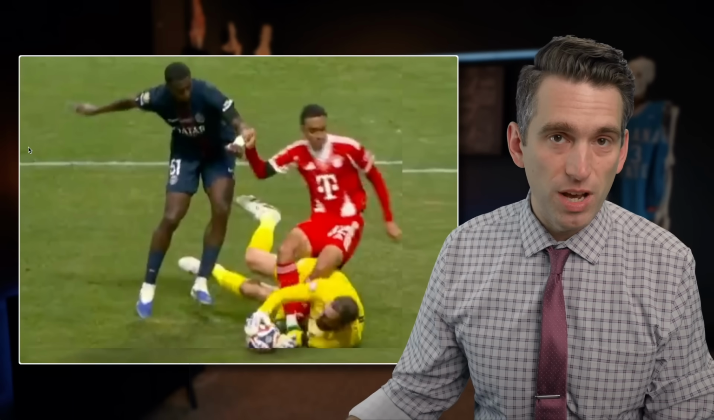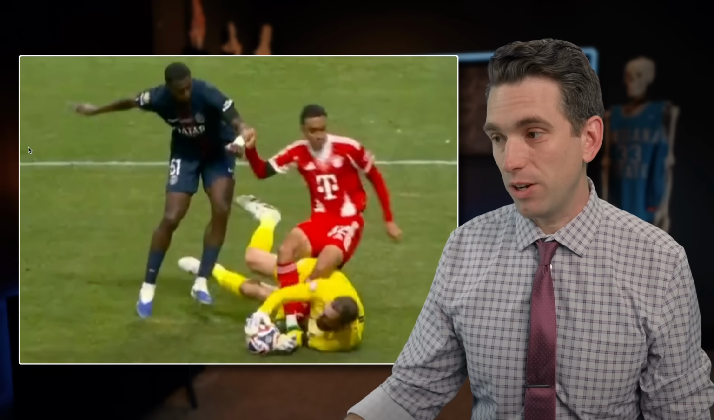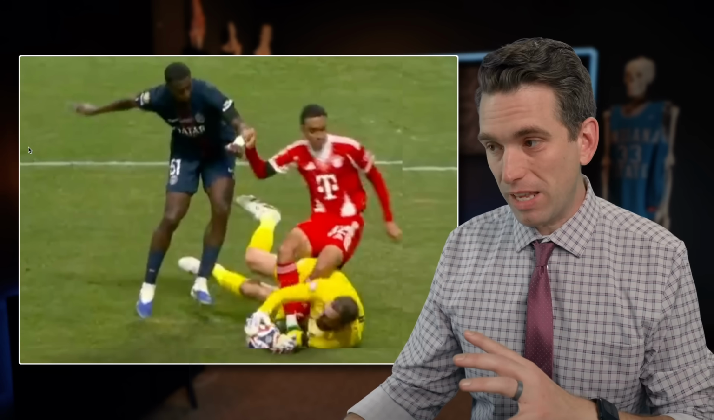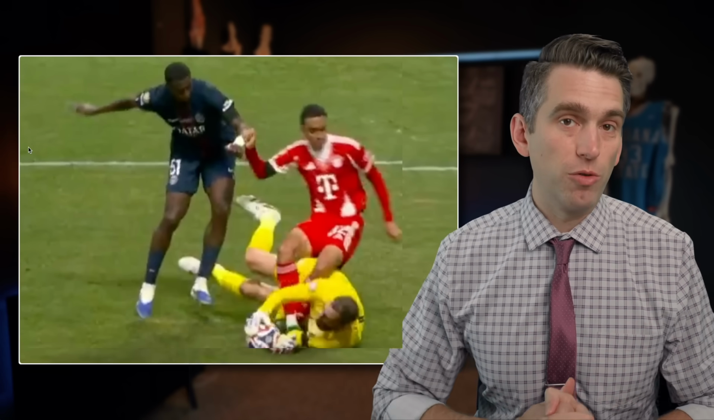Bayern star footballer Jamal Musiala suffered a serious left leg injury on this play earlier today at the Club World Cup, and in this video we'll take a look at the injury mechanism, talk about what I think happened here, and the implications it could have on his career going forward.